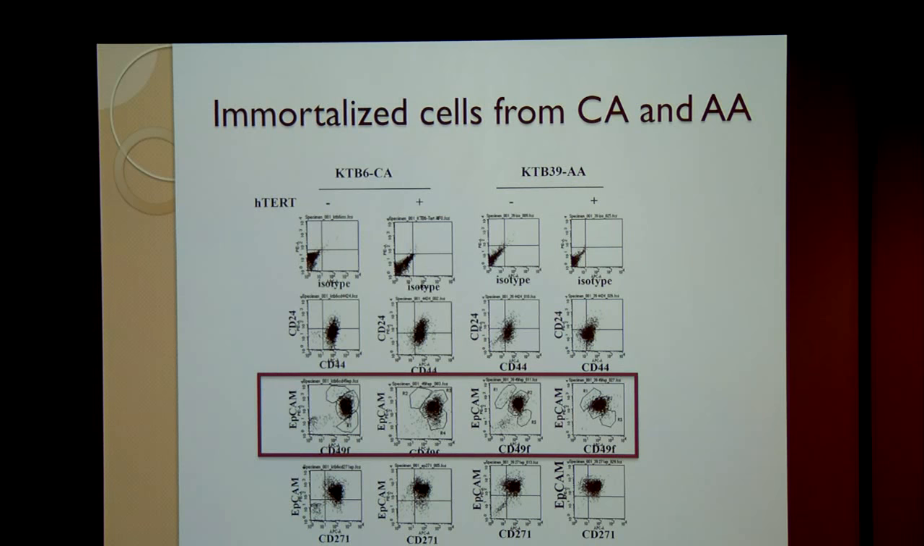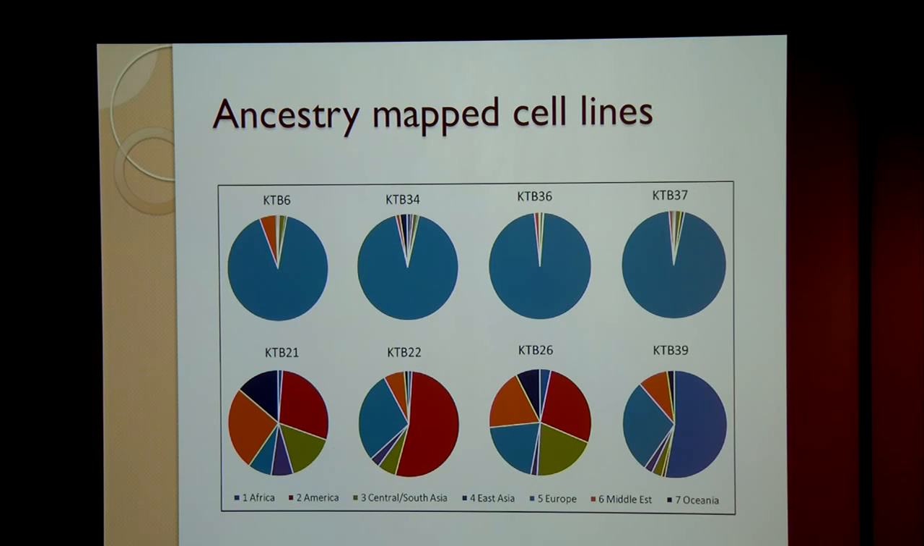And this is the immortalization in the case of Caucasian and African American. Again, prior to that they were luminal progenitor. With immortalization, we do get more of the stem-like cells in this case, but not in this case, right? And we have created a number of these. Again, we have ancestry mapped all of them. The top are Caucasian. You can see a lot of European ancestry here. These are Hispanic. You can see a mixture of all these. She's African American. She has more than 50% of African DNA in her.